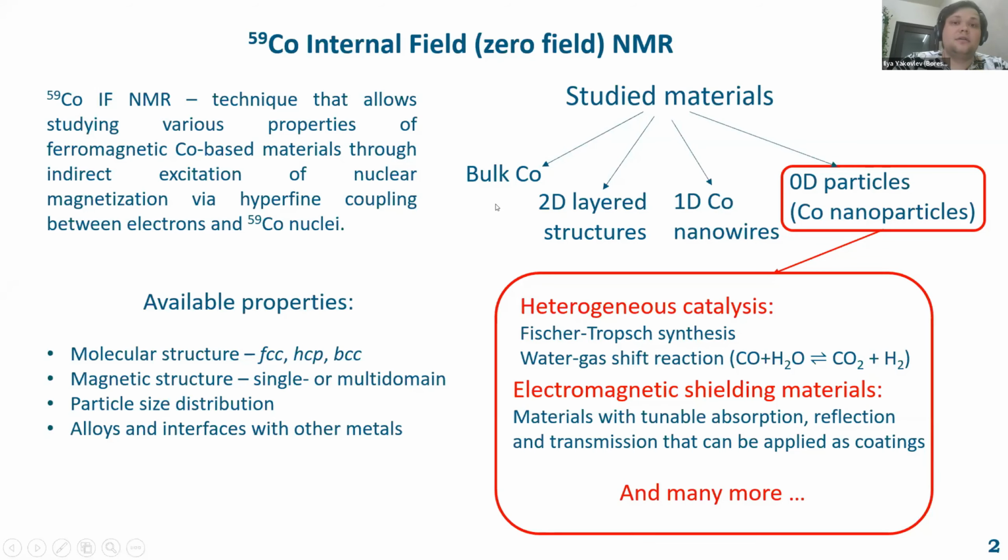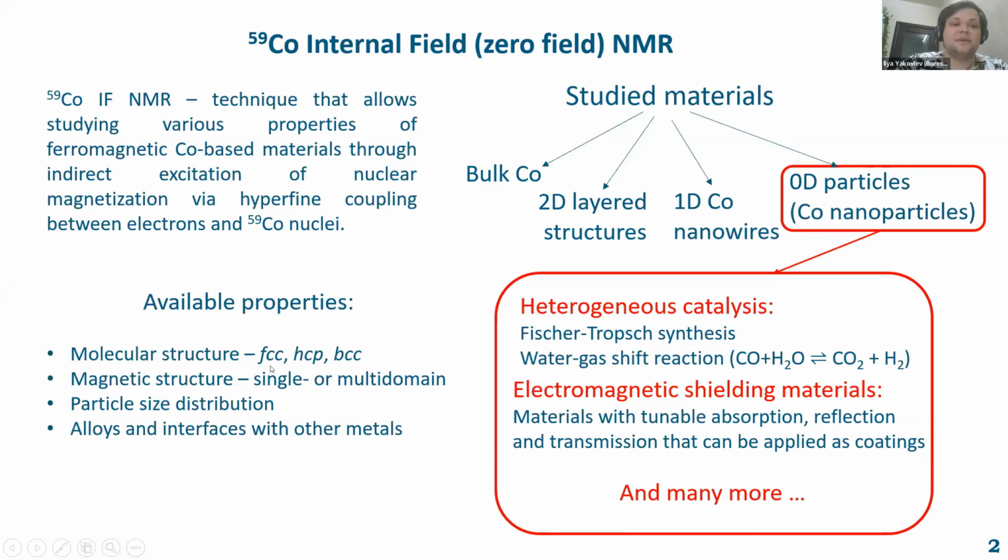Cobalt-59 internal field NMR, or some call it zero field NMR, is a well-known powerful technique that allows studying various structural properties of ferromagnetic materials based on cobalt. For example, this technique can provide information on molecular structure of the study sample. In metallic cobalt, for example, it can discern between FCC, HCP, and BCC structures.